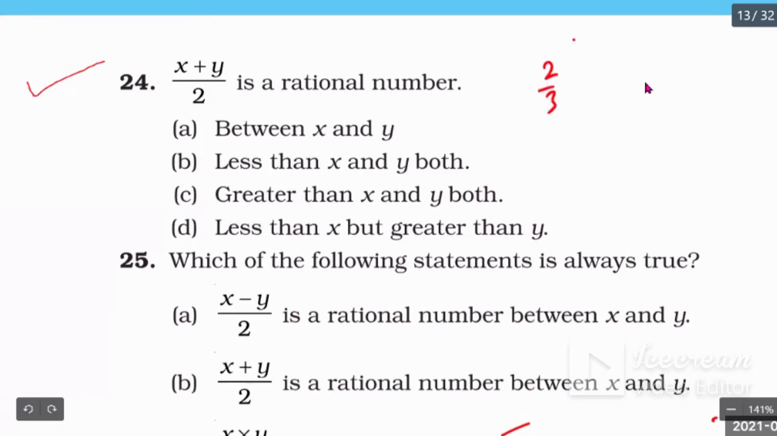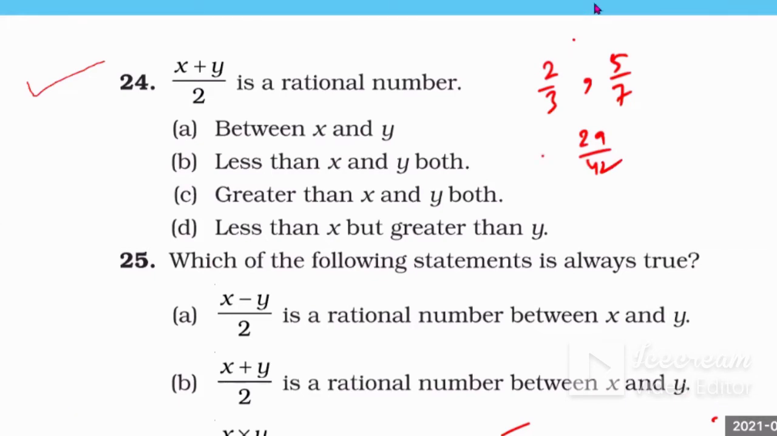2 by 3 and 5 by 7. What is the in between number? 29 by 42. 29 by 42. Okay, I'll check it.